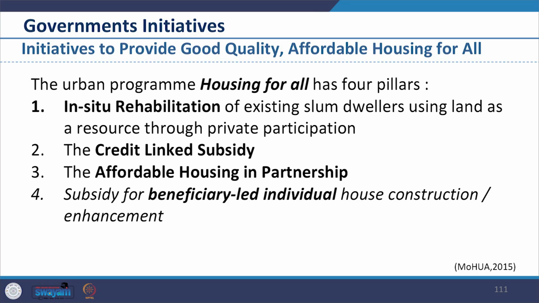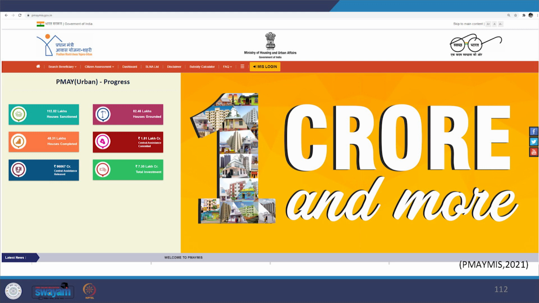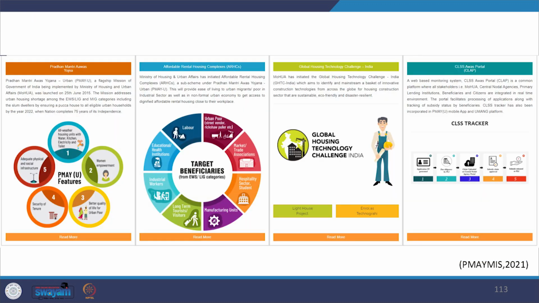The urban program has 4 pillars. First one, in situ rehabilitation of existing slum dwellers using land as a resource through private partnership. Second, the credit-linked subsidy. Third, the affordable housing in partnership. And fourth, a subsidy for beneficiary-led individual house construction and enhancement, as we see in the picture from the Ministry of Housing and Urban Affairs website.